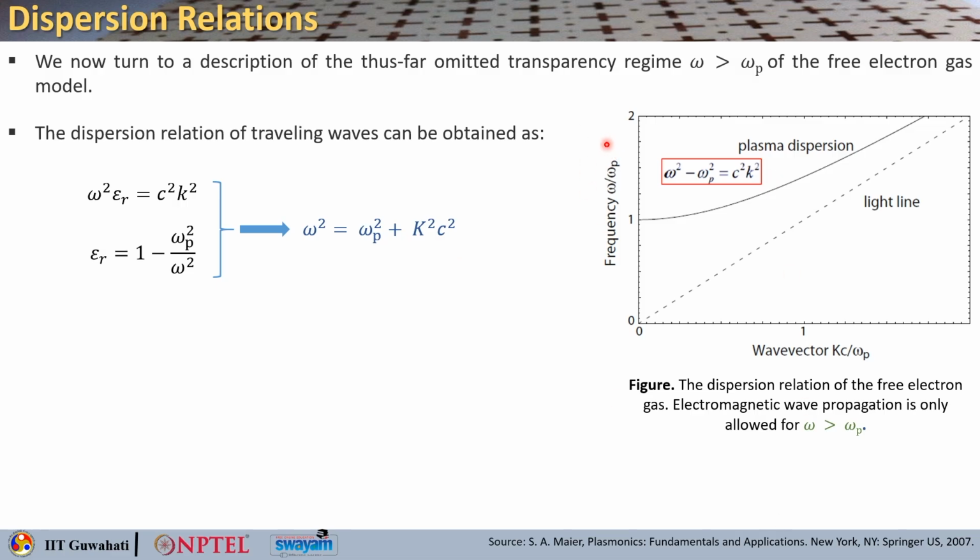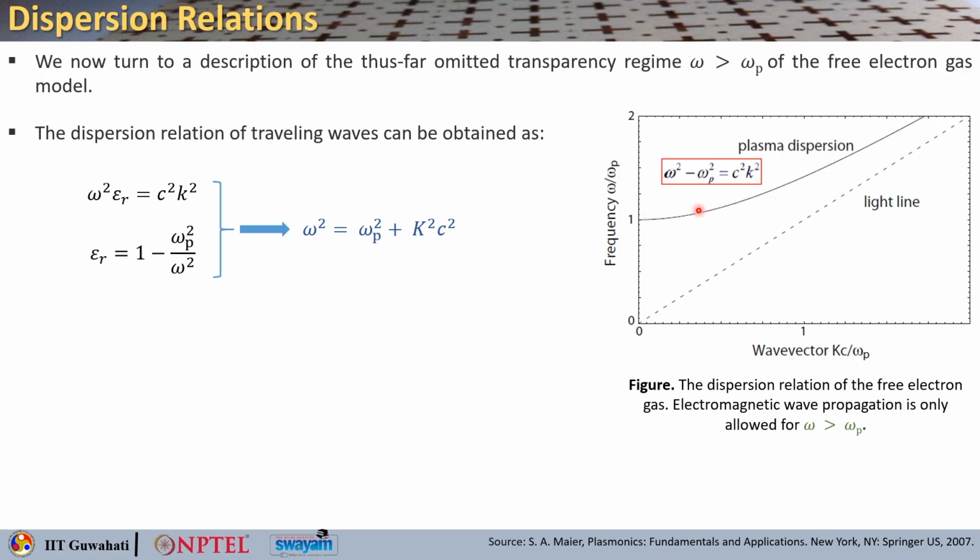If you try to plot this as a function of frequency and wave vector, both normalized with plasma frequency, the frequency axis can be written as omega by omega p, and the wave vector as k c by omega p. This is basically a light line, omega equals c k. If you take epsilon r equals 1, you get the light line, and this is for the plasma dispersion. You can obtain the equation as omega square minus omega p square equals k square c square.